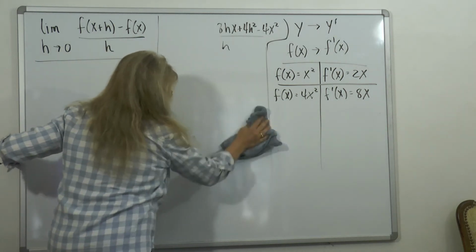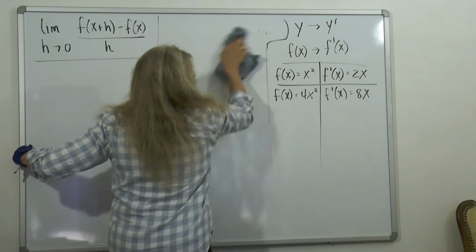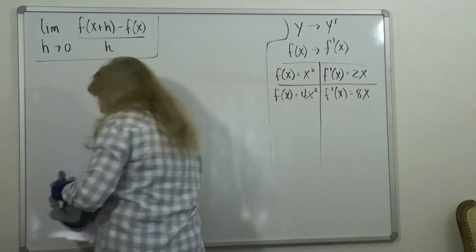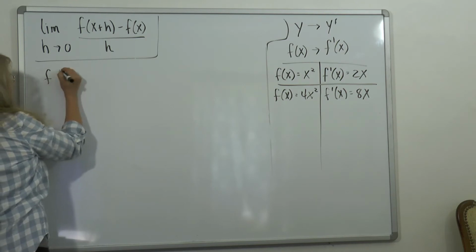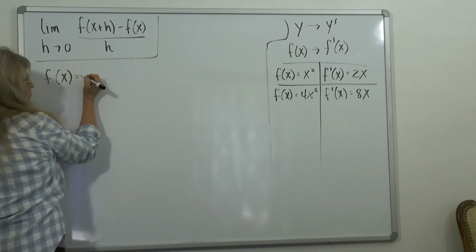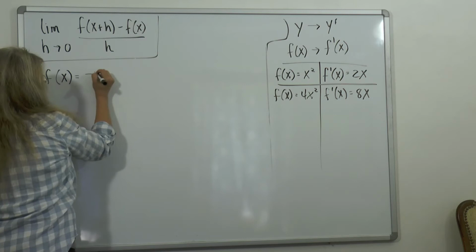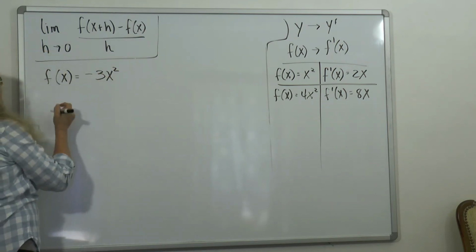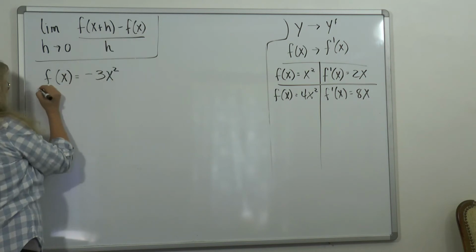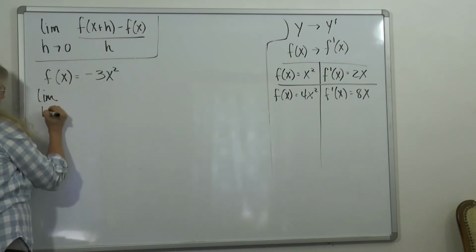Wish my board were just a tad bigger here, but yeah, we have what we have, right? Okay, so let's try a different function. Let's try f of x is equal to negative 3x squared. Okay, so we're just going to use this. So we have our limit as h goes to 0.